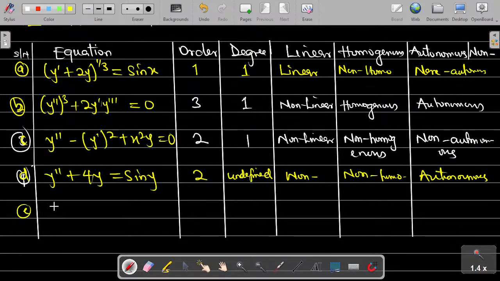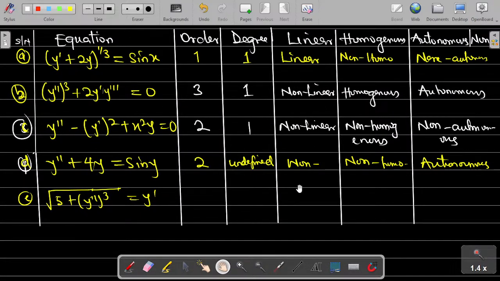Then number 5, we have the square root of 5 plus y prime prime raised to the power of 3 equal to y prime. Okay, so this is going to be a typical illustration of what I've been saying about clearing whatever fractional power you have. For instance, here we need to clear this square root to this other side to be able to know what this function is really, and that will help us determine all the properties. So this is actually y prime raised to power of 2. So we have removed every fractional index.